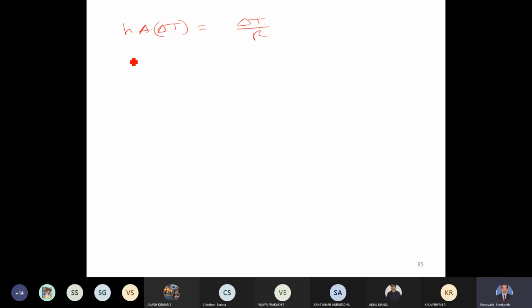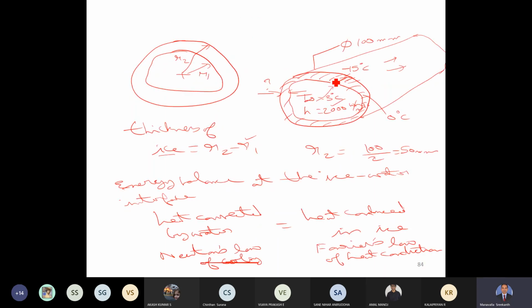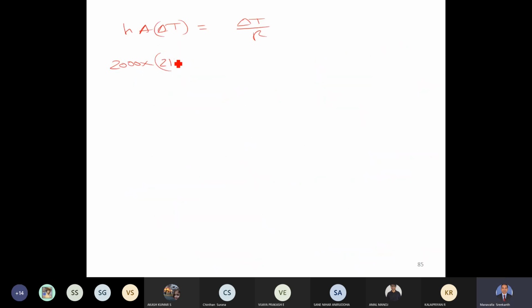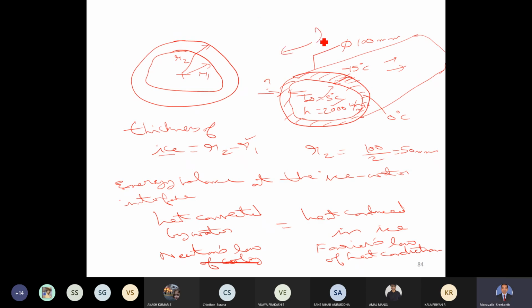So this is what we can do. And now let us try to substitute the values. h is given as 2000, multiplied by the area. The area through which heat is transferred is this area along the entire length. So this is the circumferential area, 2 pi r1 L, where L is the length of the pipeline. For the sake of this particular problem, let us consider unit length.